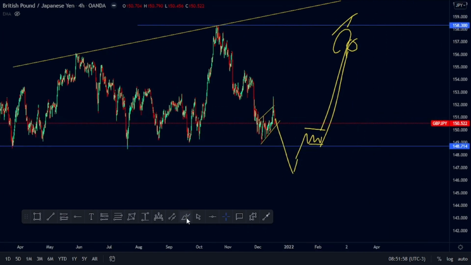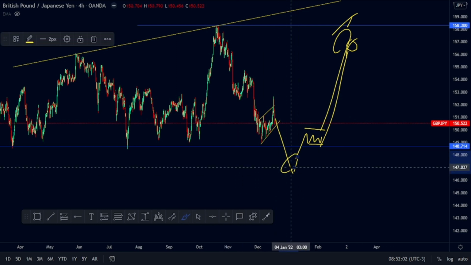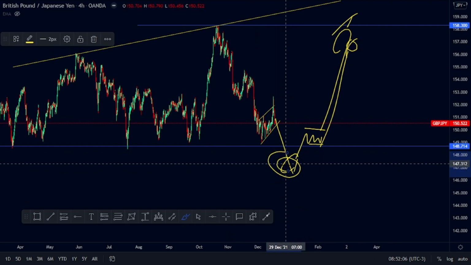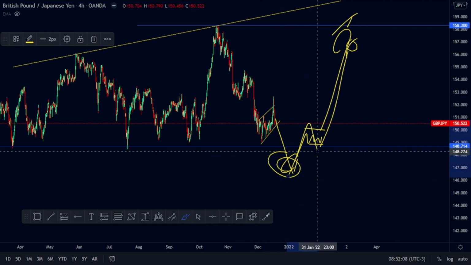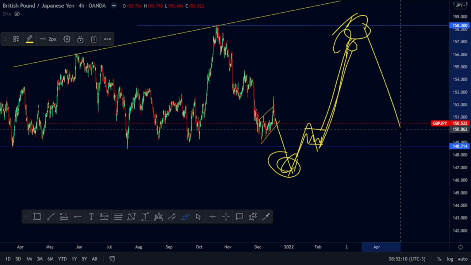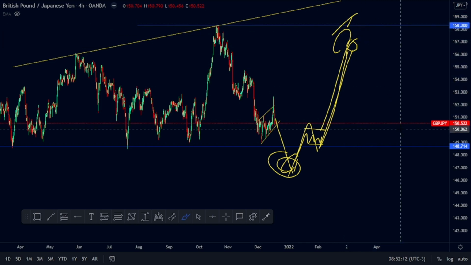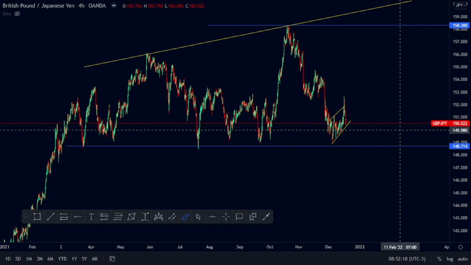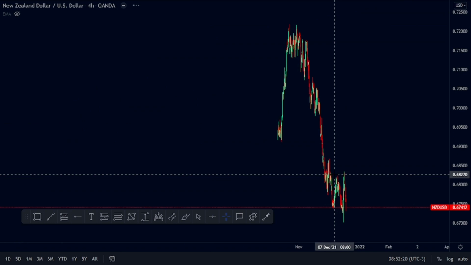Around this area. So remember, we have to sell when price is expensive. So we can't sell this low. If you take a look at what's happening here, price is actually cheap, so we can't sell here. We're looking for buying opportunities towards the upside. From here, we're looking for selling opportunities towards the downside to join in our overall sell bias. So that's it for GBPJPY. Let's take a look at the next pair.